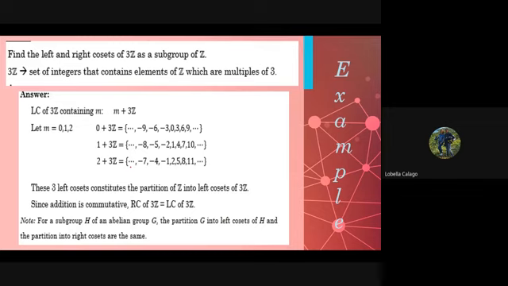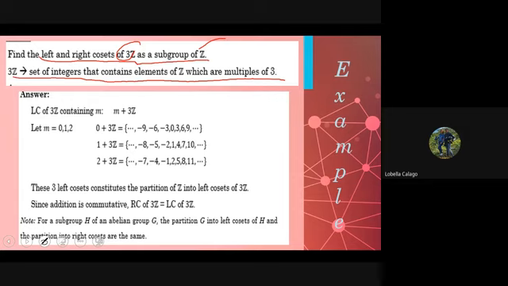First one, find the left and right cosets of 3Z as a subgroup of Z. We all know what Z is: the integers, the whole numbers, including 0. Negative whole numbers, 0, and the positive whole numbers. So we are talking about that group G, but its subgroup is all the multiples of 3, which is a subgroup of the group Z. We all know 3Z is a set of integers that contains elements of Z which are multiples of 3.